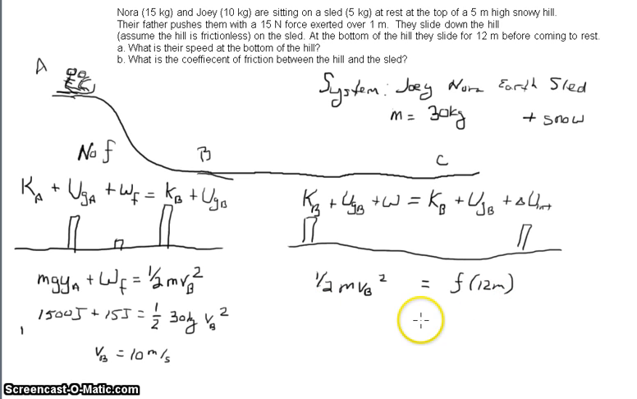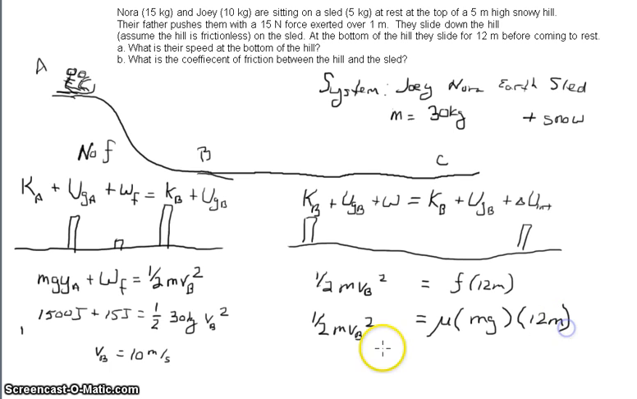Alright, so substituting in for the force of friction, we have mu times the normal force, which in this case would be mg because the surface is flat. So the normal force will equal the force of the Earth exerted on them, times 12 meters, and that will equal 1/2 mv squared. If we solve for mu, we substitute all our numbers in and find that this will equal 0.42. And that would be the coefficient of friction.